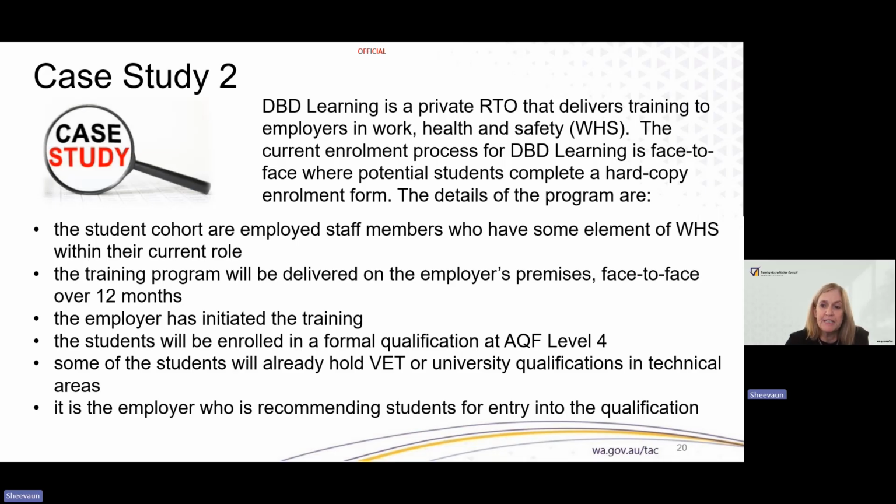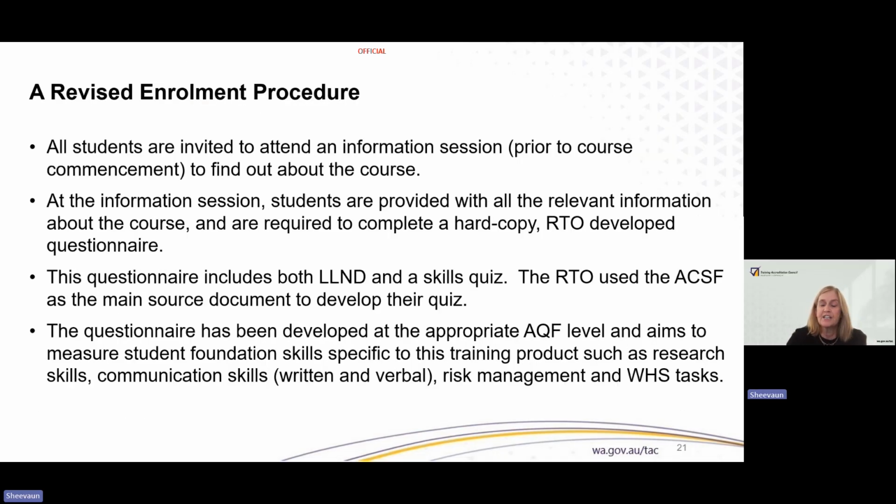So how might DBD Learning's enrolment procedure change in light of the 2025 standards? Okay, so here's a revised enrolment process. This revised enrolment process is one of a number of different ways that this enrolment process could be developed. So this is not necessarily the be all and end all. It's there to give you a framework for how this particular case study might roll out.